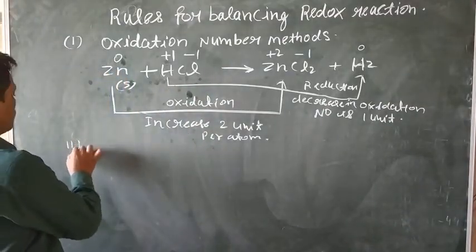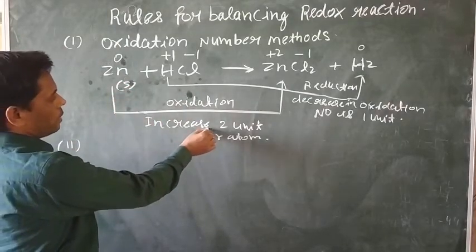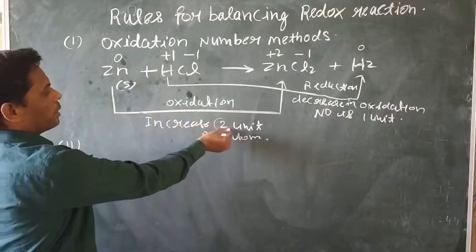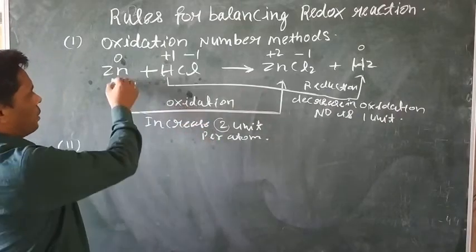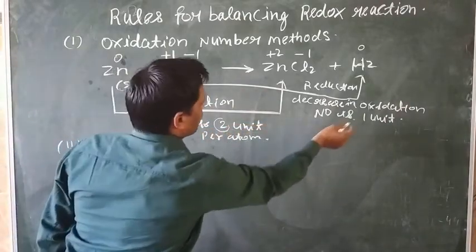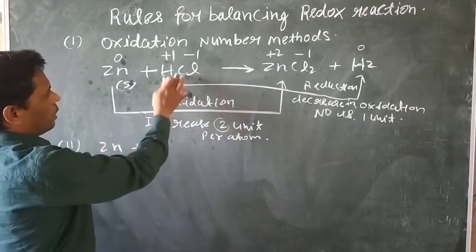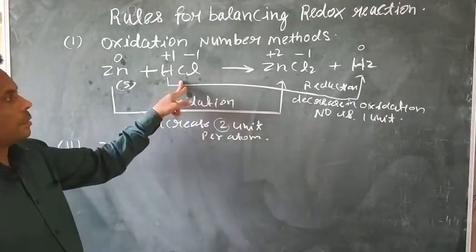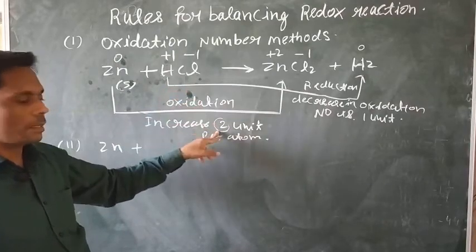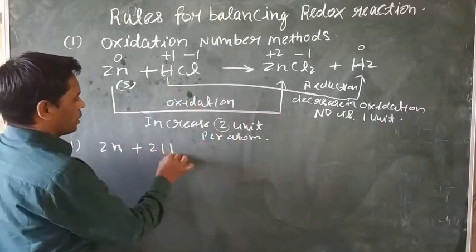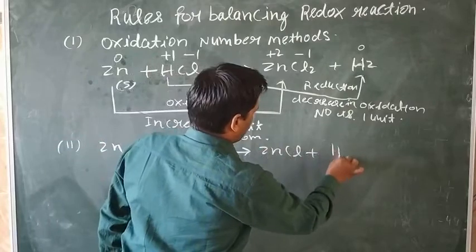So we multiply zinc by 1 and the oxidizing agent by 2. The decrease in oxidation number is 1, but the increase is 2, so the oxidizing agent is multiplied by 2 and we get 2HCl, and we write the reaction with zinc chloride and H2.